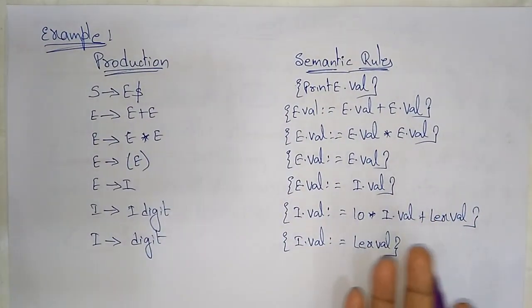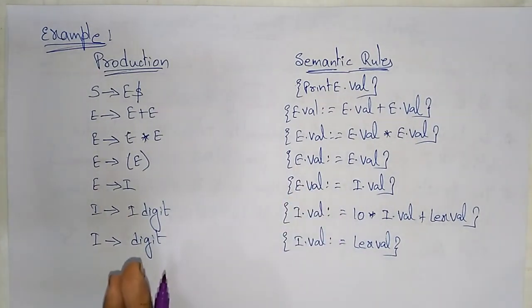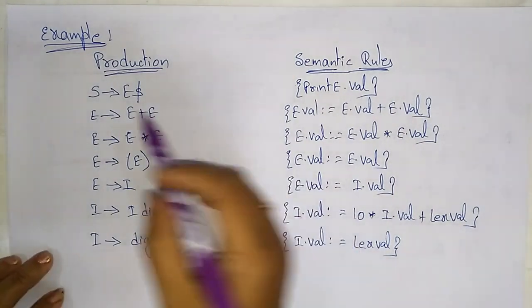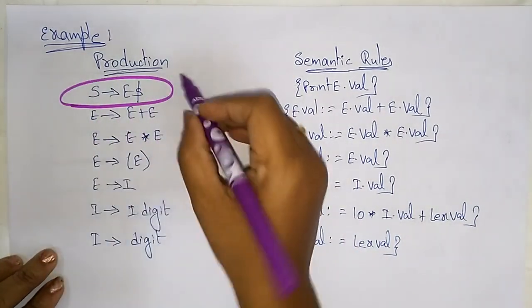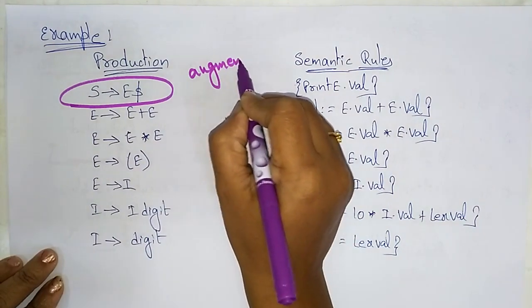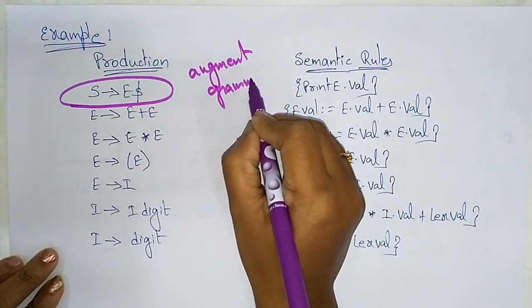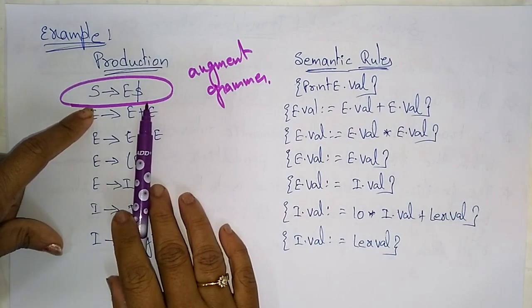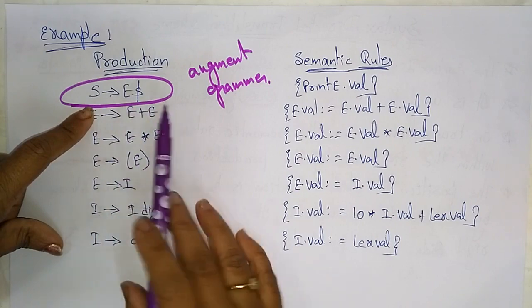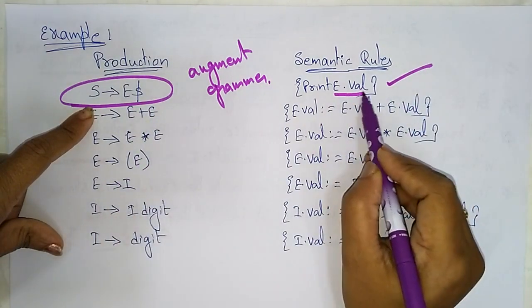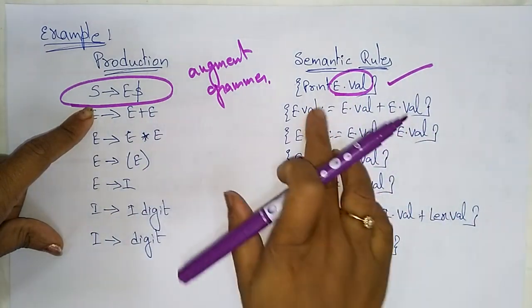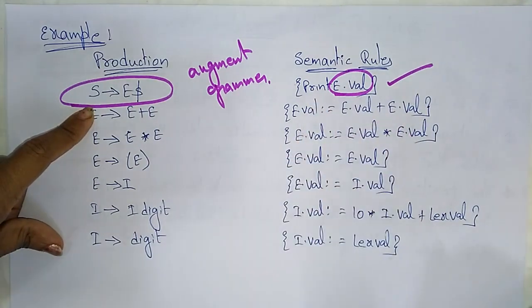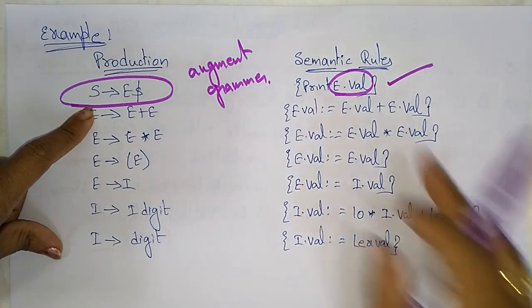In the syntax directed translation schema, you are going to add one augmented grammar. You already know the augmented grammar. The production S determines E dollar. Whenever this production is there, it is going to print the E dot value. Whatever value you get is going to be printed, whether it is a number, a string, or a memory location, whatever it may be.